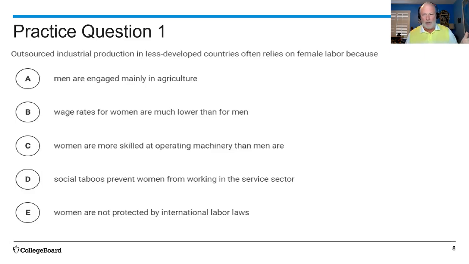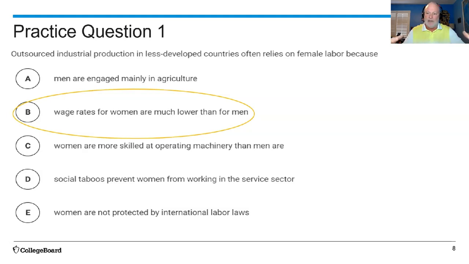Wage rates for women are much lower than for men. We know that's true. Women are more skilled? Again, think about the inequalities that we've talked about. Social taboos preventing women from working? Women are not protected by international labor laws? When you think about all these answer choices and the distractors, the really obvious one that jumps out is B, that employers are seeking low wage laborers, particularly in an industrial setting. And oftentimes women are able to do that work and they are paid less.